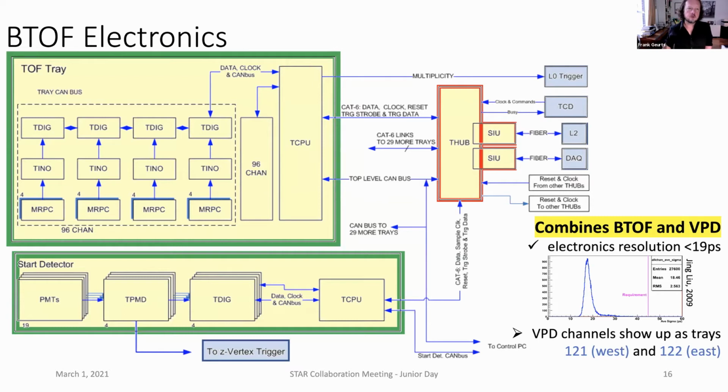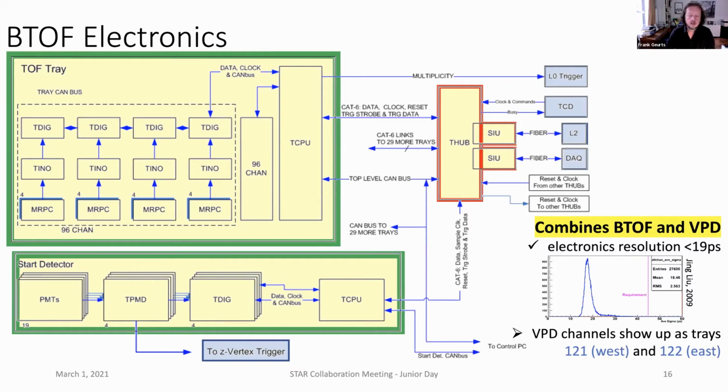Because it's important when you want to start timing and stop timing, it's really important to combine both the BTOF and the VPD. And you can see here indeed that the start detector, the VPD, is not only using the same TDIC electronics, of course a different amplifier, because these are photomultiplier tubes that provide healthy signals. MRPCs still very faint signals, but it's the same structure as it leaves the TDIC and enters the T-hub, and basically sits in the same data stream as the BTOF.